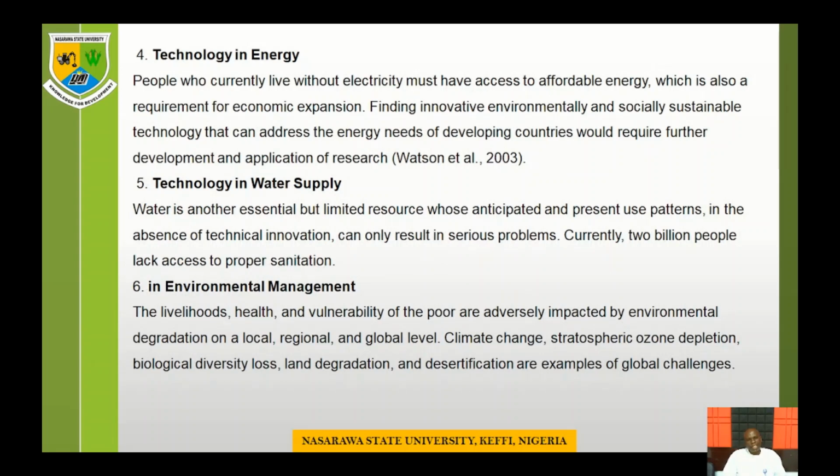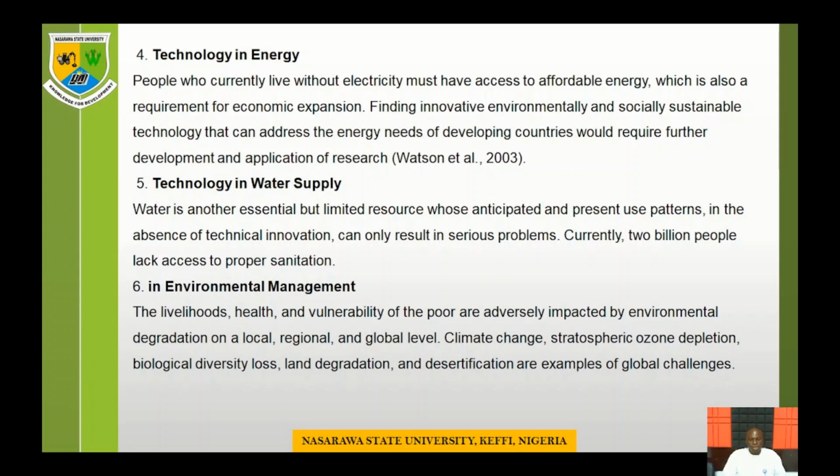So, technology in energy. People who currently live without electricity must have access to affordable energy, which is also a requirement for economic expansion. Finding innovative, environmentally and socially sustainable technology that can address the energy needs of developing countries will require further development and application of research. Water supply. We know that water is an essential commodity that we use in our daily lives. And it has been reported that currently 2 billion people lack access to proper sanitation. So how does technology aid in water supply?